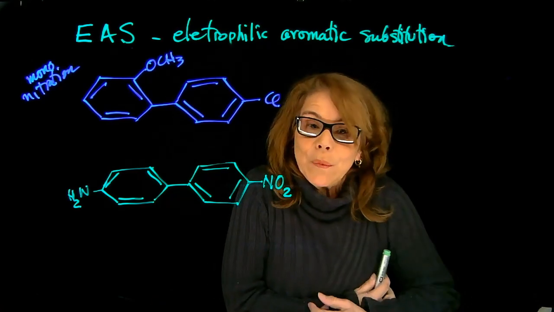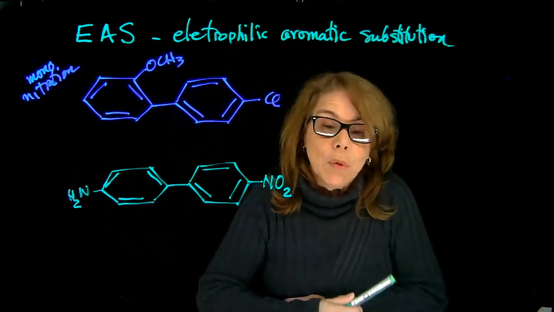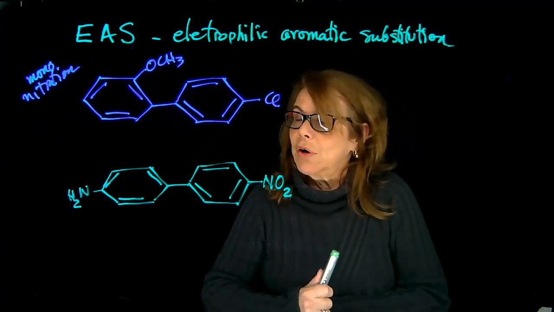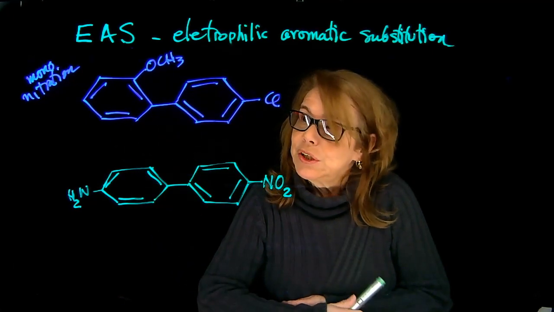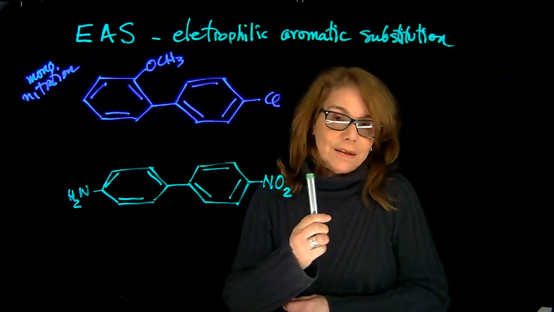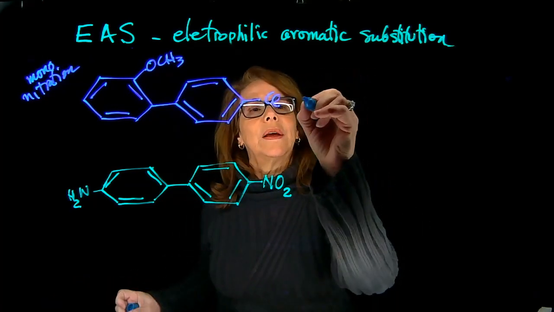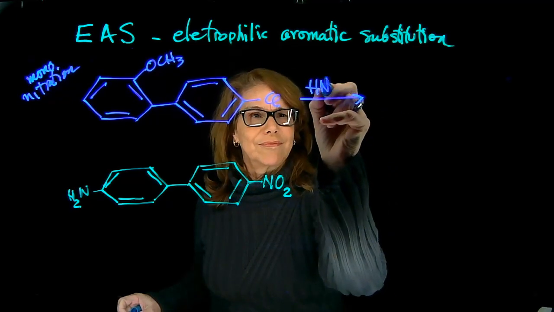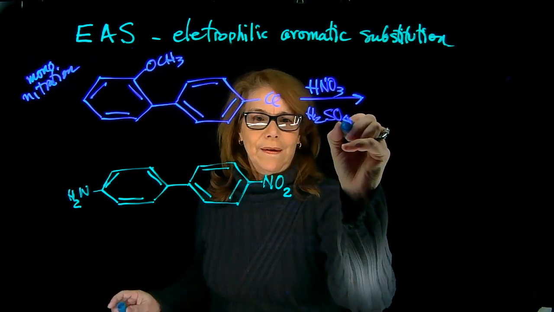In this problem, we're going to be predicting the product of a mononitration. Notice that this time the compound has two aromatic rings, both of which have substituents. If you're doing a mononitration, what is the reagent that you're using? You're using nitric acid and sulfuric acid, HNO3, H2SO4.